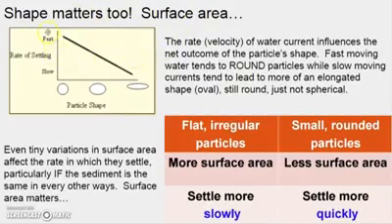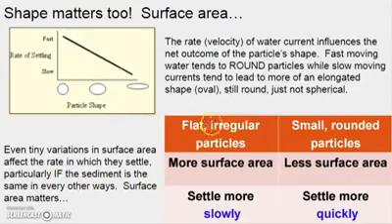So if I look at this graph here, fast and slow, we get different shapes that result. The rate or the velocity of the water current influences the net outcome of the particle shape. Fast-moving water tends to round particles, while slow-moving currents tend to lead to more of an elongated shape, more of an oval. Still round, just not spherical, right? Not a sphere here. So even tiny variations in surface area affect the rate at which they settle, particularly if the sediment is the same in every other way.